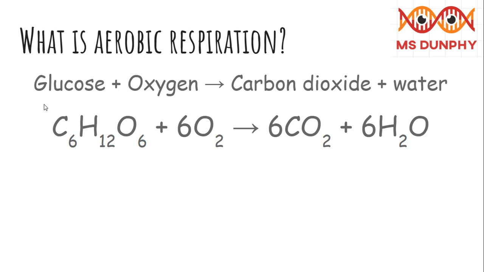You'll need to learn the overall word equation for aerobic respiration. Glucose plus oxygen makes carbon dioxide plus water. There's a symbol equation for aerobic respiration too. The symbol for glucose is C6H12O6. Oxygen is O2, but you would need 6 to make sure the equation's balanced. Carbon dioxide, CO2, but again, you would need 6 to balance the equation. And H2O, water, 6 to balance the equation.